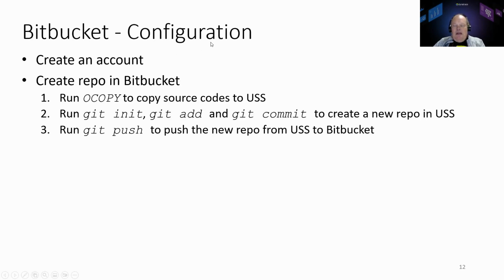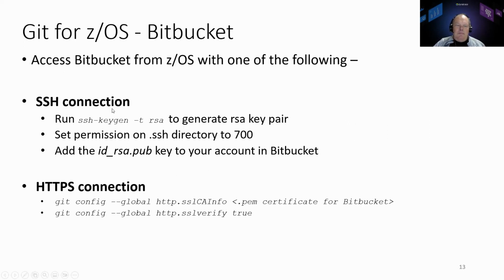For the Bitbucket configuration for zOS, basically all our stuff was in PDSs, as you can imagine, all our source code, all our JCLs, all our samples. So we used ocopy to move everything to USS on our Z. After that was done, we made it into a Git repository by just doing the simple git init, git adds, git commits, and then finally a git push to Bitbucket. And that made our initial repository out in Bitbucket.